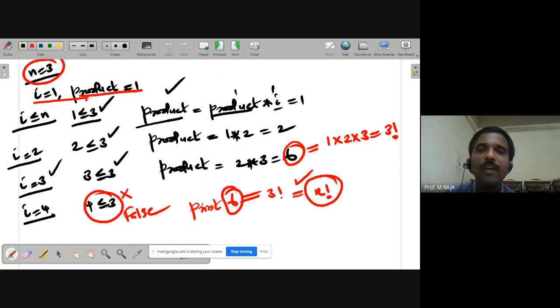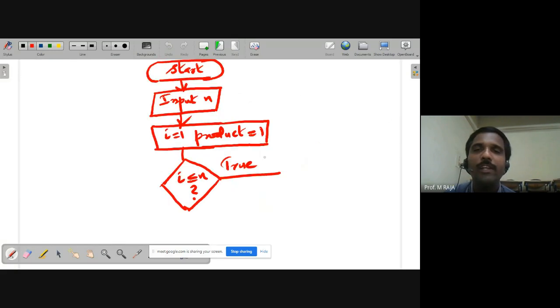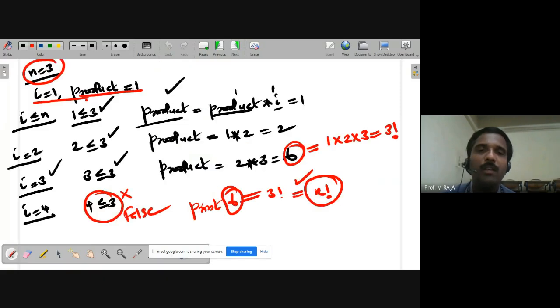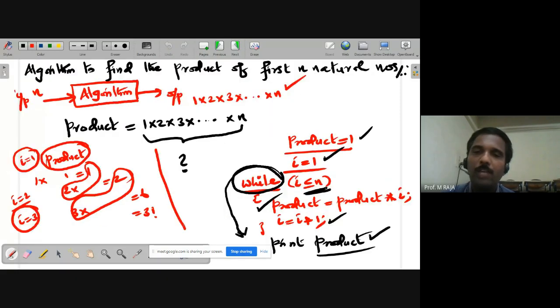We need to find product is equal to product into I. In this case, I am writing product is equal to product into I. Then I am incrementing I by 1. I is equal to I plus 1. This one, I is equal to I plus 1.